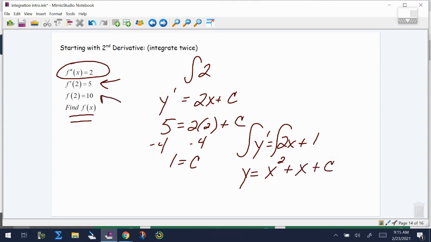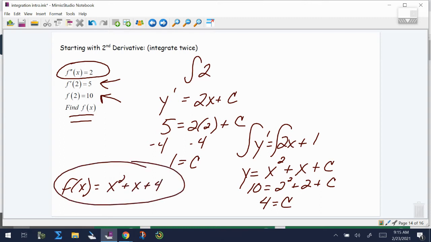Now I'm going to use this piece of information to find that c value because that's part of the original function. So 10 equals 2 squared plus 2 plus c. So we can subtract 6, so we get c to be 4. So my final answer for my original function is x squared plus x plus 4.